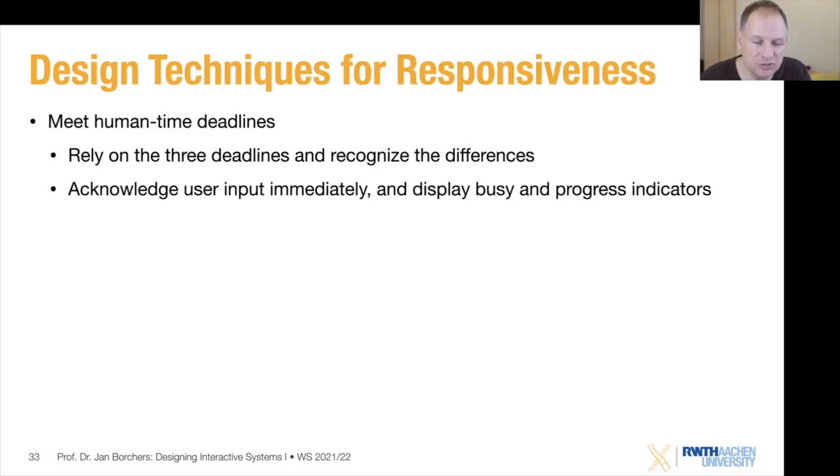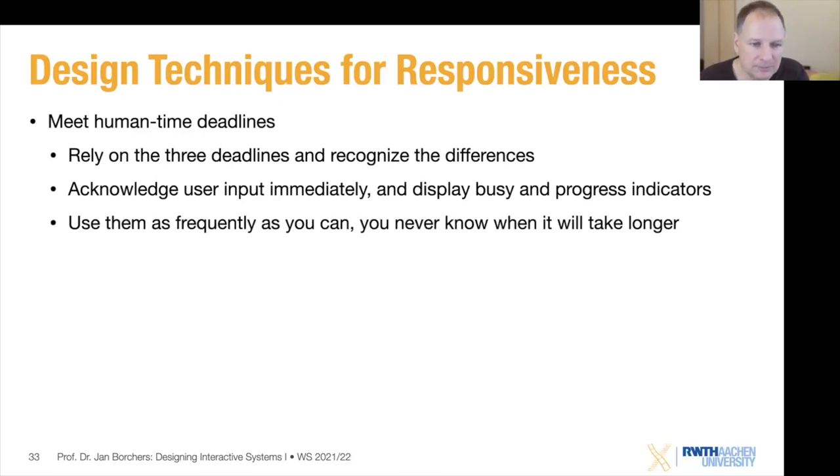So acknowledge user input immediately, 0.1 seconds. Display a busy or in-progress indicator. You've got a little bit more time for that. You don't need to do that if it doesn't make sense to pop up a progress bar for a 0.5 second interaction, right? Then the progress bar will be there and will be gone and the result will be there. That's too jarring. But after 1 second, something needs to be happening. Or even better, if you know it's going to take longer than 1 second, pop up the progress indicator immediately, right, and show it.